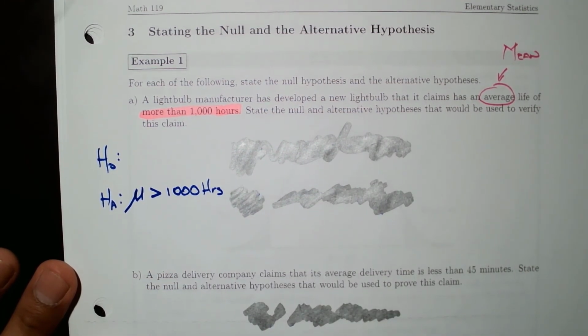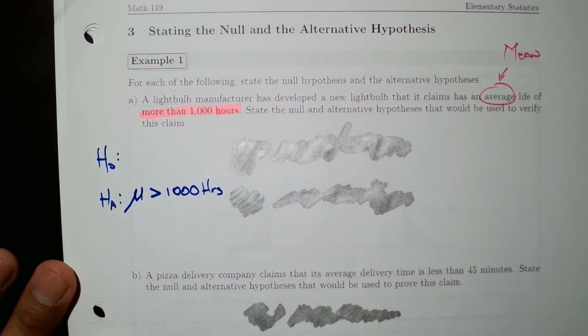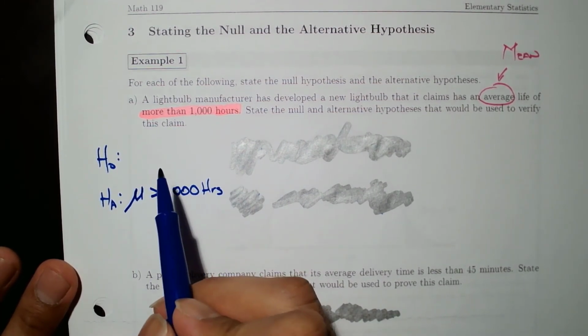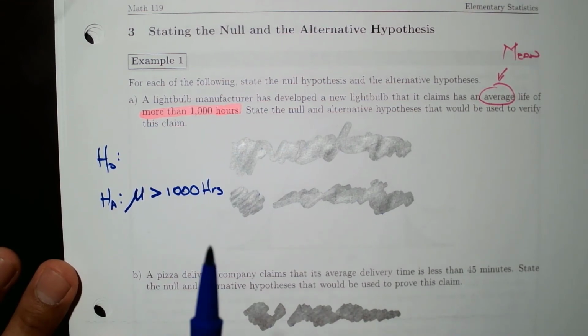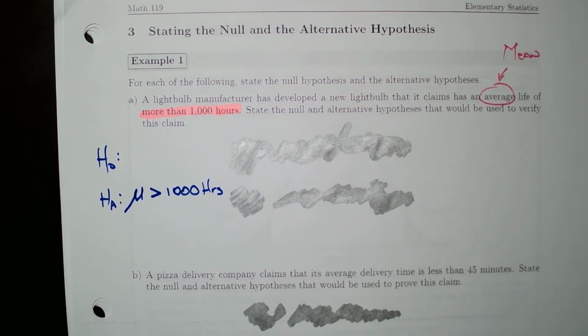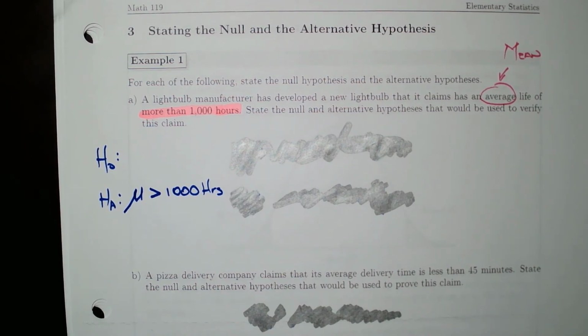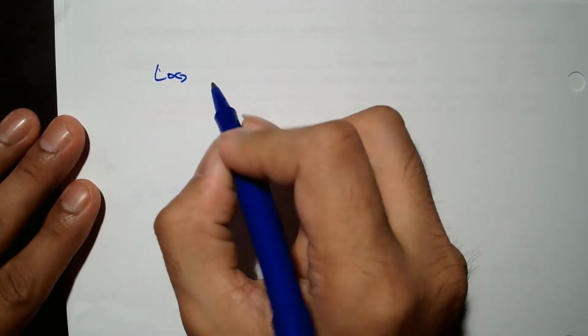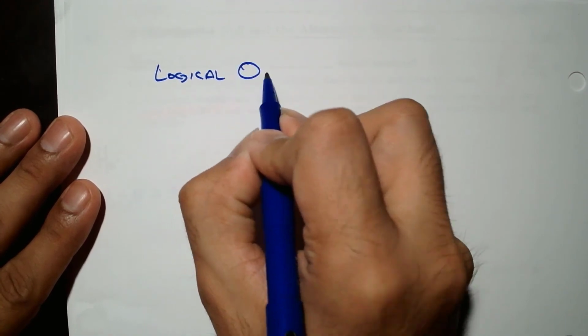All right, what is going to be the null hypothesis? Well, the null hypothesis is going to be the logical opposite of this. Before doing this, let me do a mini review of logical opposites. So how are we going to work with those? Well, let me just get a piece of scratch paper here. Okay. Logical opposites.